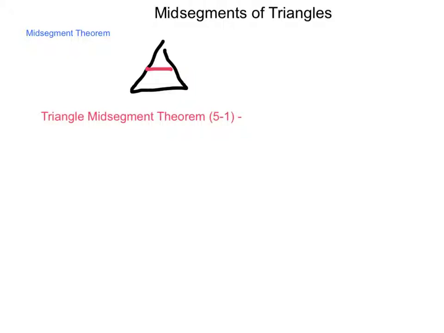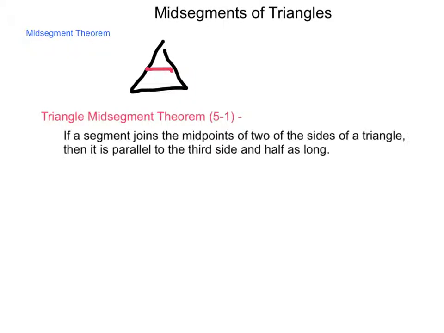And to begin this, we'll look at a theorem, which we'll call Theorem 5.1, which is midsegments of triangles. And for that, if a segment joins the midpoints of two of the sides of a triangle, then it is parallel to the third side and half as long as well. So in the diagram that was drawn previously, this segment here is parallel to this line segment, and it is also half as long.